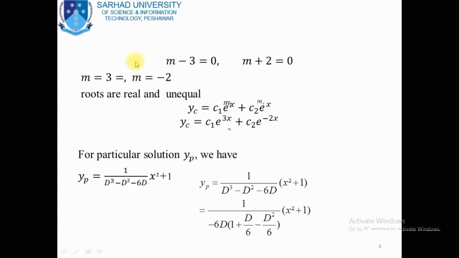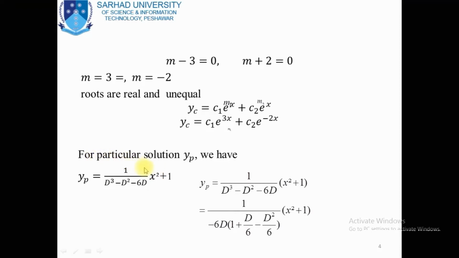So there are two real and unequal roots for the auxiliary equation. So the complementary solution for the homogeneous part will be equal to c1 e power m1x plus c2 e power m2x. Now m1 is 3 and m2 is minus 2. So the complementary solution y c is equal to c1 into e power 3x plus c2 e power minus 2x. This is the complementary solution, and we have already discussed this in the previous video lectures.